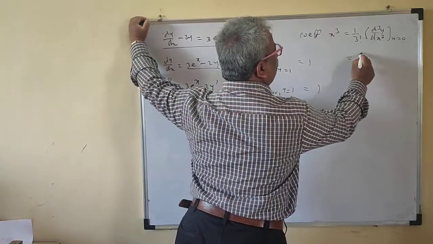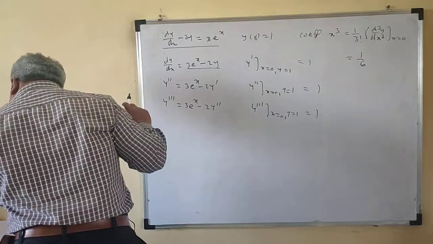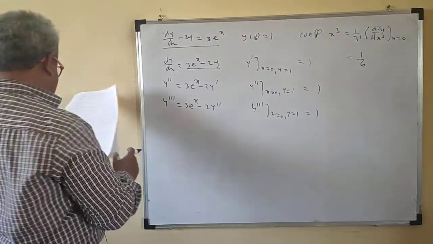So this is then 1 upon 3 factorial. So this is 1 upon 6.